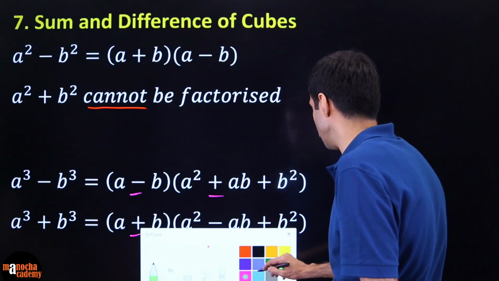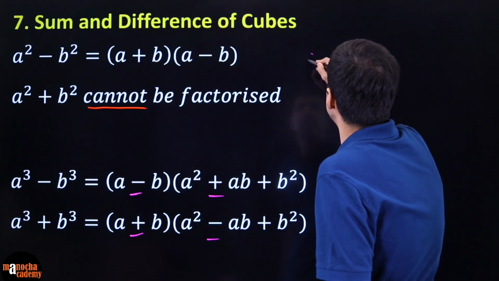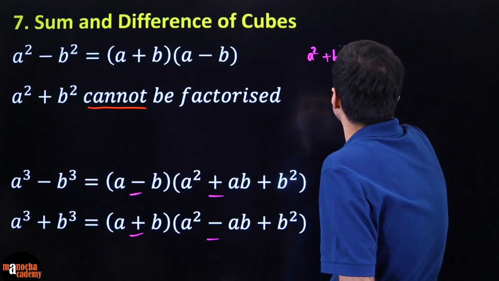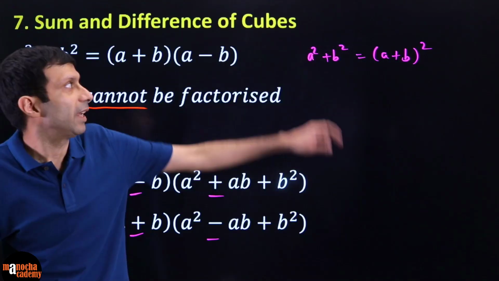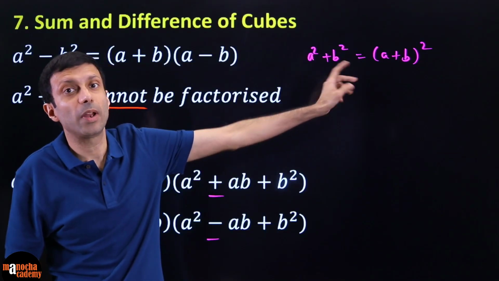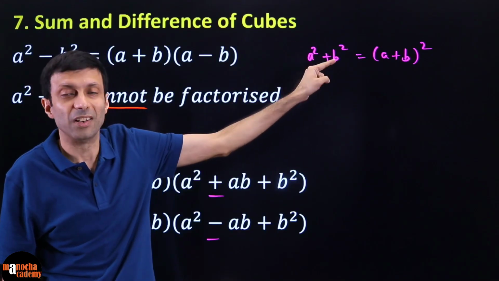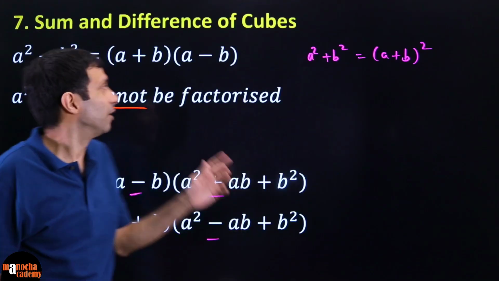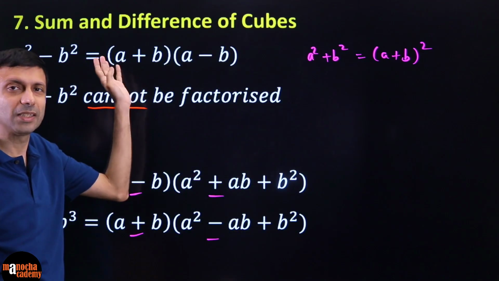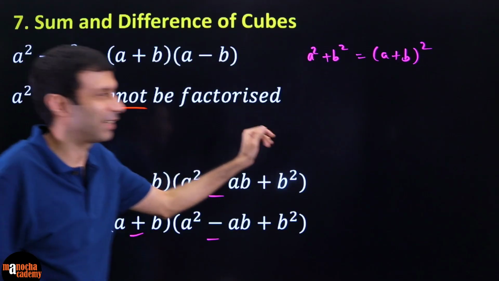Yes, there is this common question: a square plus b square, can I write it as a plus b whole square? Is this correct? That is a square plus b square plus 2ab. These are not equal. So there is no identity for that. You need a plus 2ab. But this one is correct. A square minus b square is a plus b times a minus b.